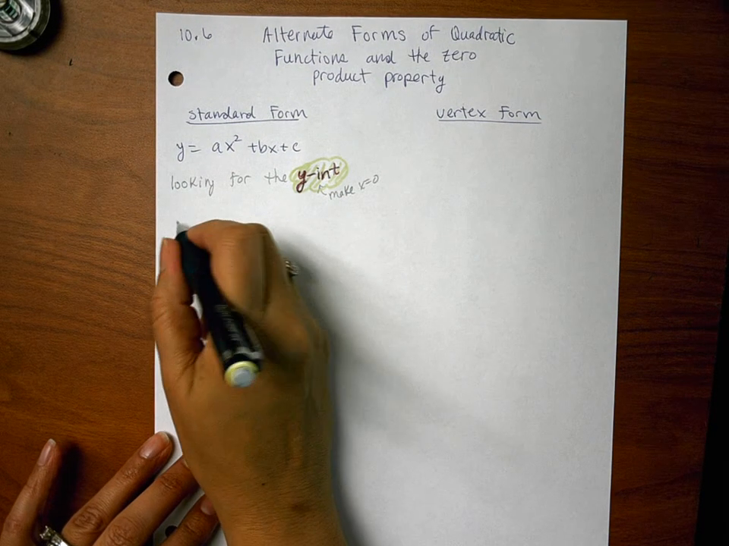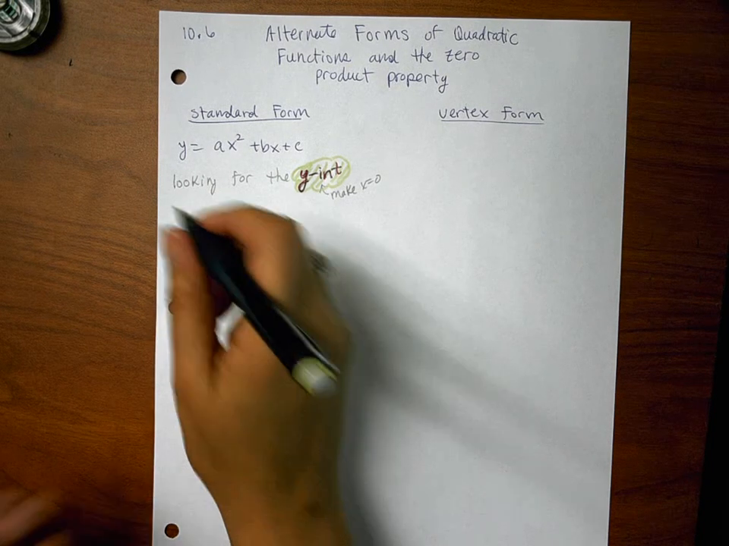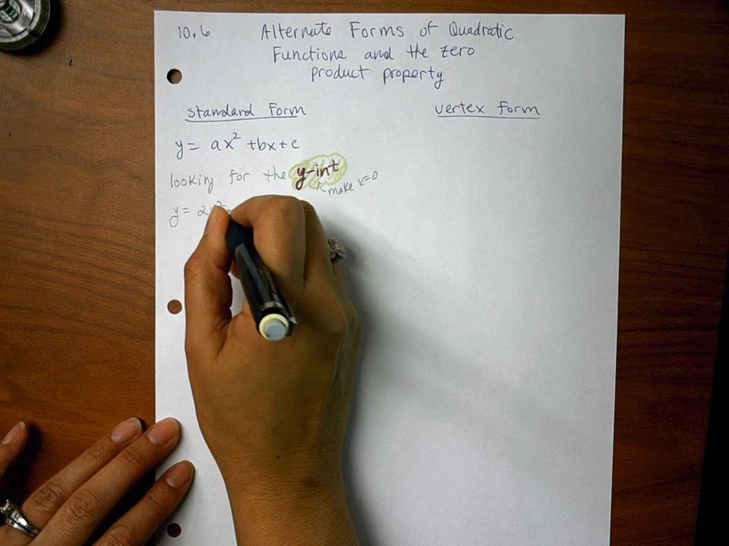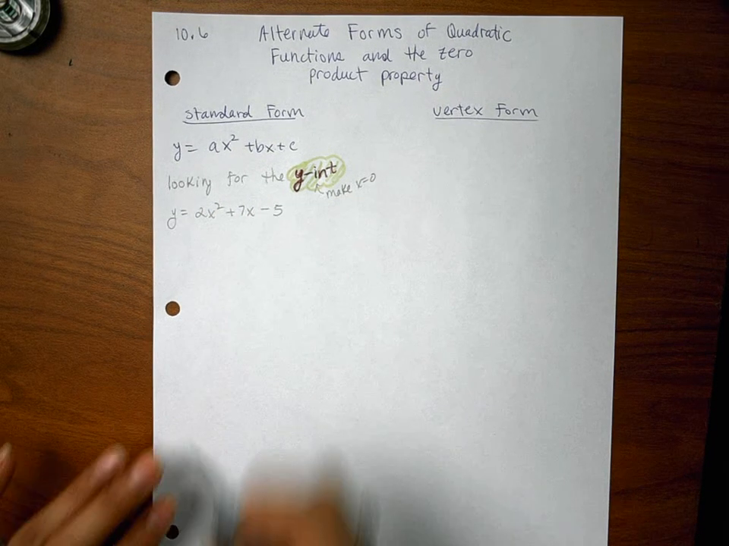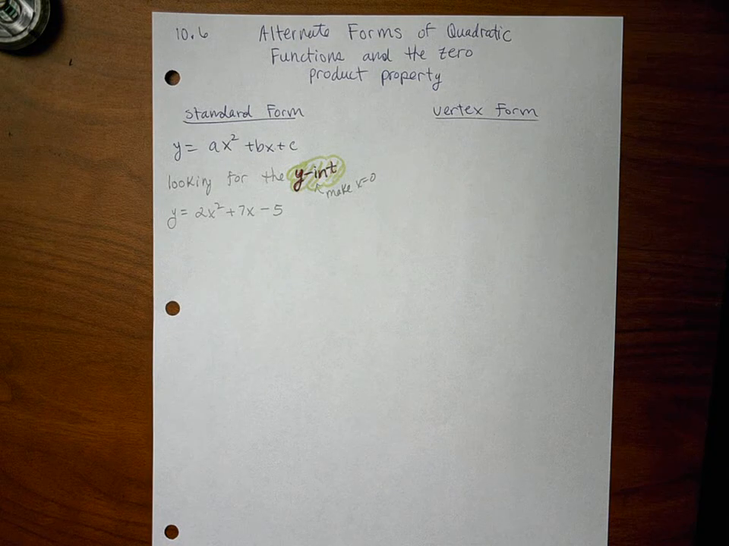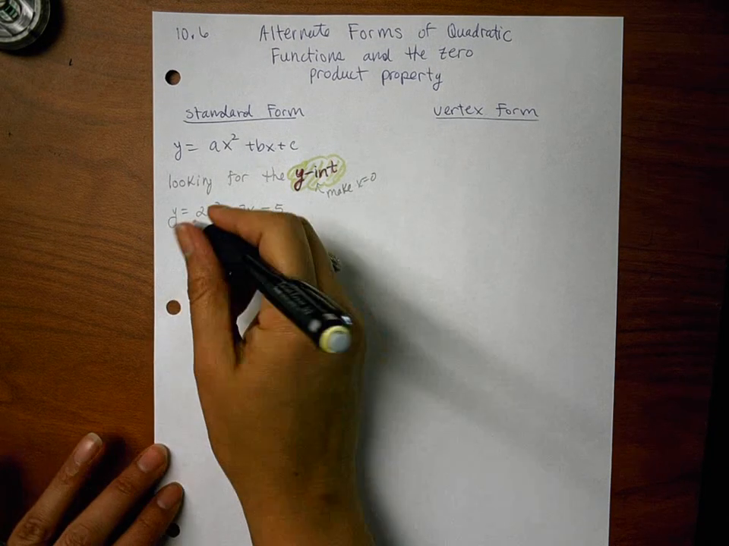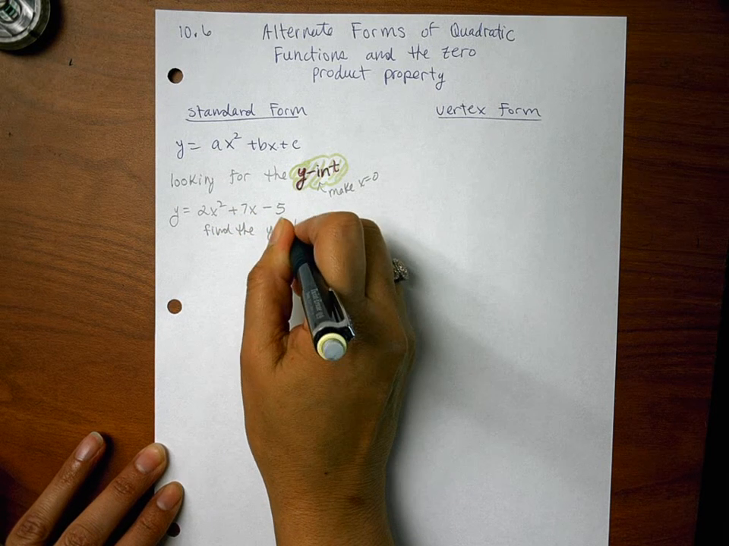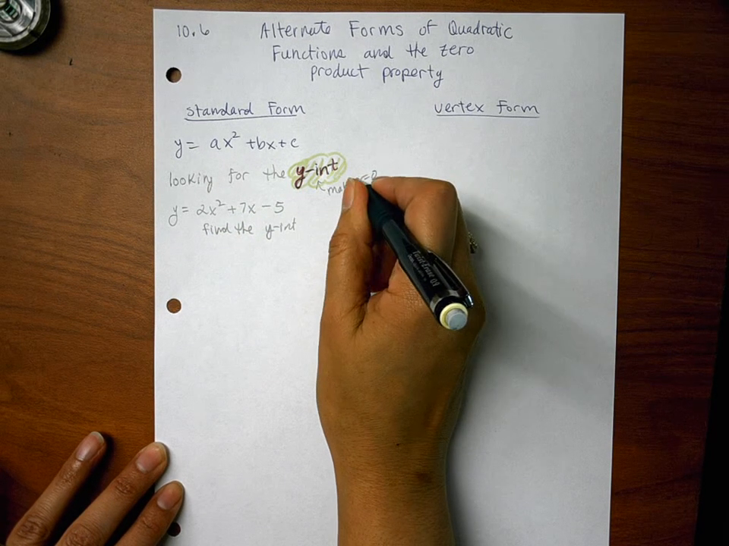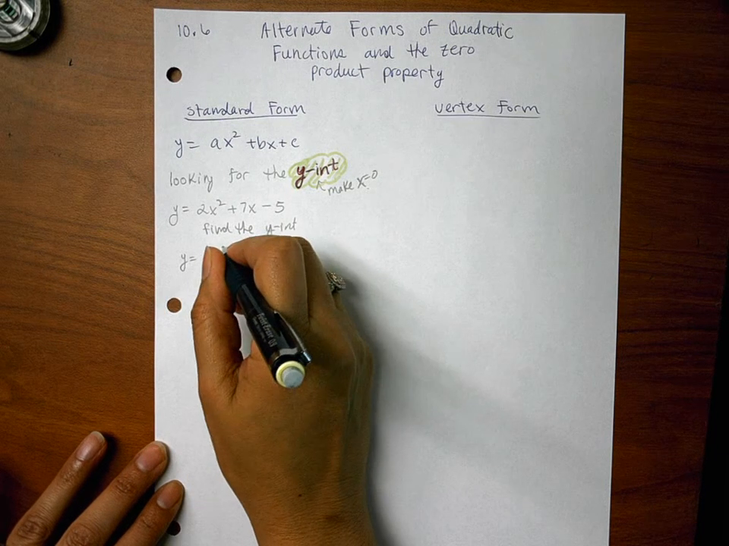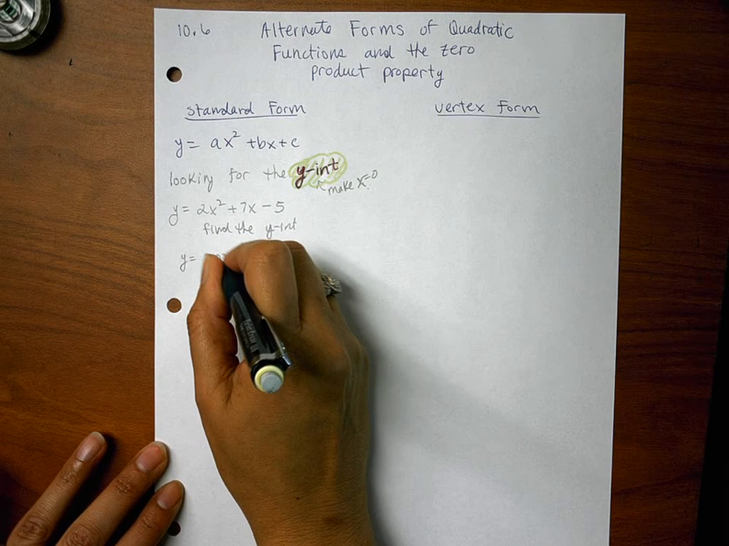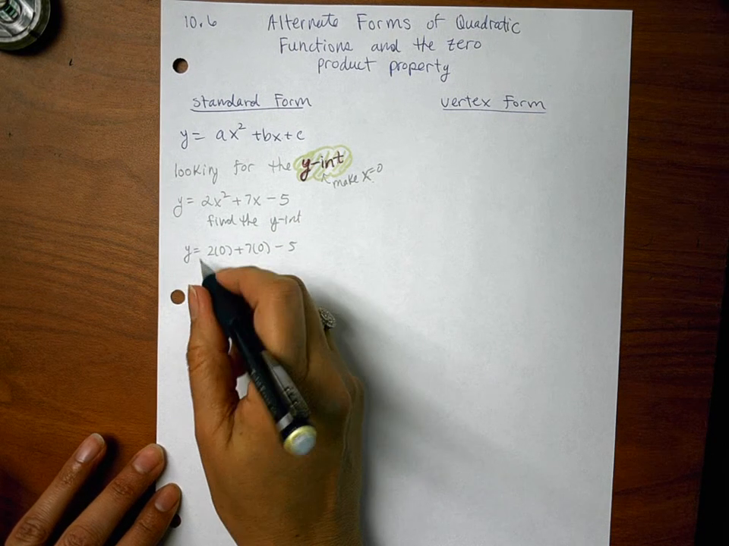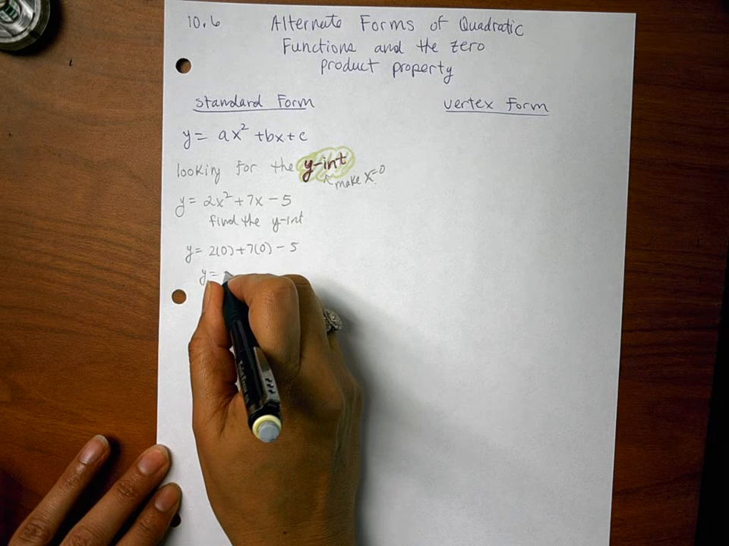And if you were to do that here, let's come up with a standard form function. Y equals 2x squared plus 7x minus 5. So let's say that's a function I'm giving you, and I asked you to find the y-intercept. And we find the y-intercept by making x equal to 0. So y equals 2 times 0 squared is 0, plus 7 times 0 minus 5. 0 plus 0 minus 5 is just negative 5.